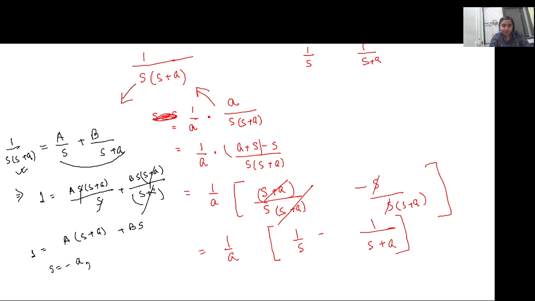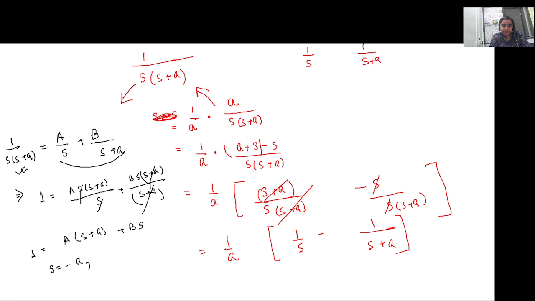Now putting s equal to minus a into this equation 1, what will happen is 1 a of minus a plus b of minus a. So this will be cancelled, so it will be 0 minus ab. So b is equal to minus 1 by a. This is 1.